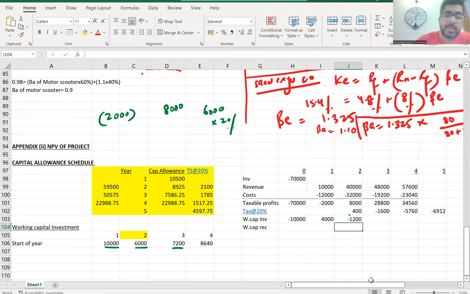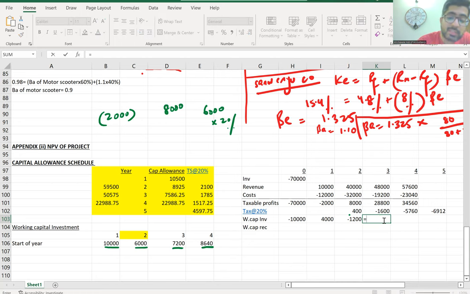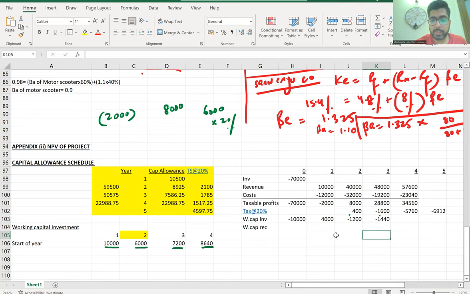Okay. And at the start of year four, which means end of year three, you need 8,640. How much do you have? You had 10,000 invested, pulled back 4,000, so left with 6,000. Then invested 1,200 more, 7,200. But now you need 8,640. What will you do? Inject 1,440 more. Okay. All four years of working capital is done.